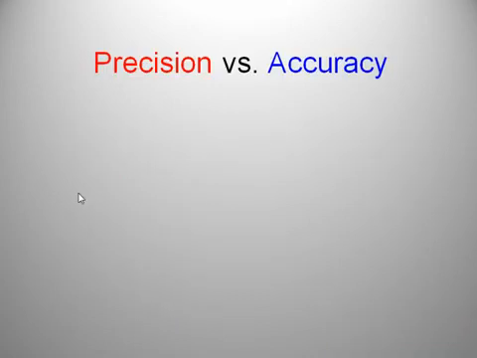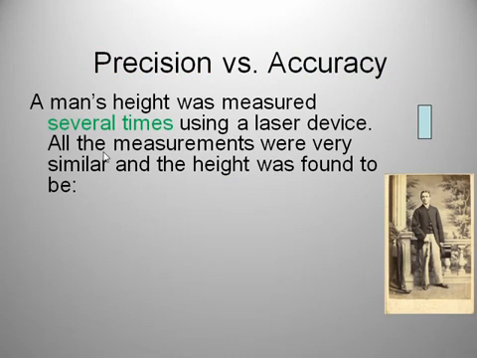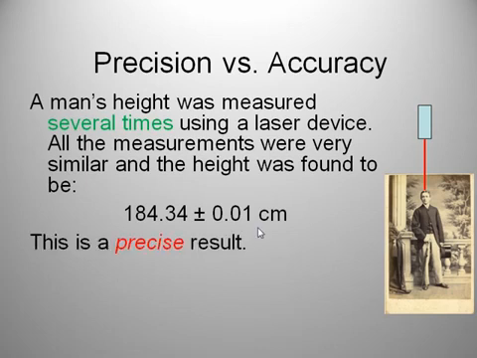Okay. Precision versus accuracy. What is that? Well, you might have seen this before, but they do have a meaning. Are they the same thing? No, they're not. So let's take an example here. We have a person, and we're going to measure his height using some kind of high precision laser device. All these measurements will be very similar, and the height was found to be, using the laser, 184.34 plus or minus 0.01 centimeters. Since we have such a small uncertainty here, we can call this result very precise.